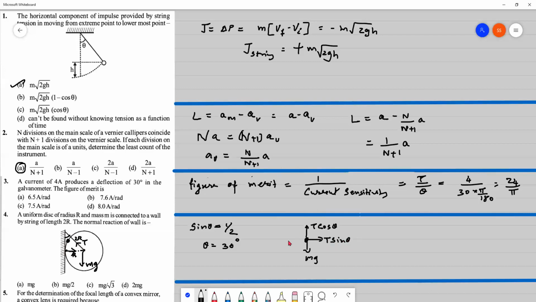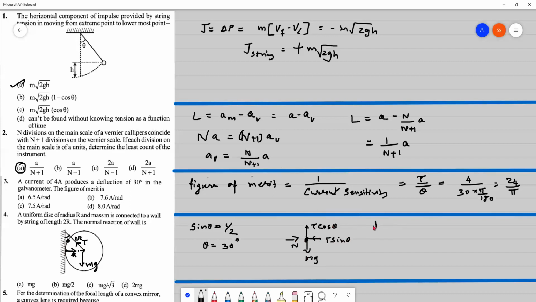And on the sphere, there is a normal reaction N here in this direction. N is the normal reaction. Actually, T sin theta will be in the opposite direction, because it is resolved like this and like this. So T sin theta should be equal to N, and mg should be equal to T cos theta.